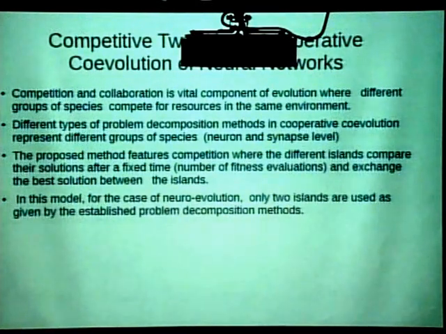After that, when I joined USP, I had this idea: instead of adapting the problem decomposition over time, why not compete them and give them equal time? So I built a framework where these two or three different problem decomposition methods are competing over time.